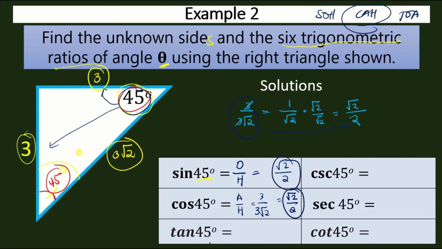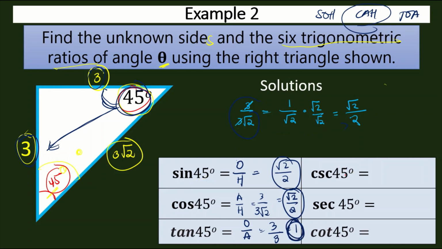And the tangent 45. To get the tangent 45, that is the opposite over adjacent. Okay? Kung ito ulit, ang 45 degree na kukunin natin, ang opposite niya is 3 units is equal to 3 over. Ang adjacent natin is also 3. Okay, so 3 over 3, the answer is 1.